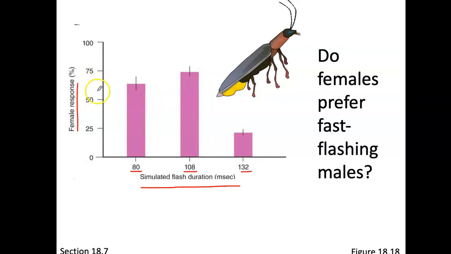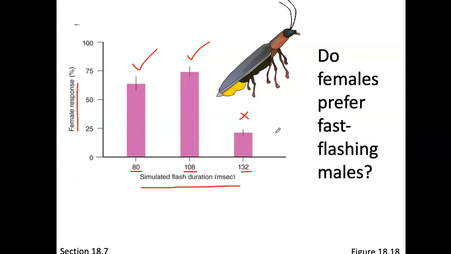And then they watched the percentage of females that responded to that. And the answer was, do they respond to the 80? Oh yeah, they liked 80. Do they respond to 108? Oh yeah, they liked that even more. So then let's make it higher. What about 132? And that one, they didn't respond to as much.